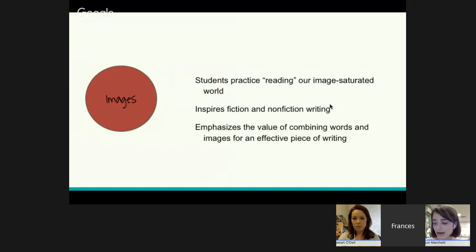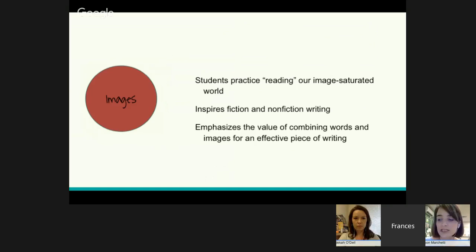Okay, we're going to move through images pretty quickly. Images are great. We live in an image-saturated world, and students need practice reading those images. Images can inspire all kinds of writing, fiction and nonfiction.